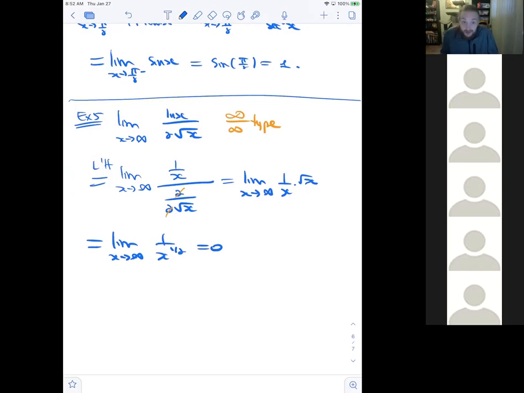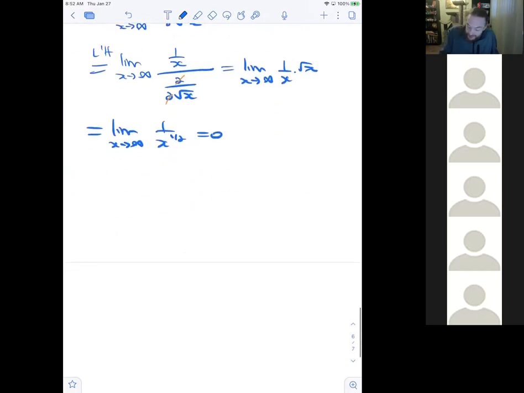How do I know this? Because 1 over any of these guys should go to 0. They all do this. They're all reciprocal functions.